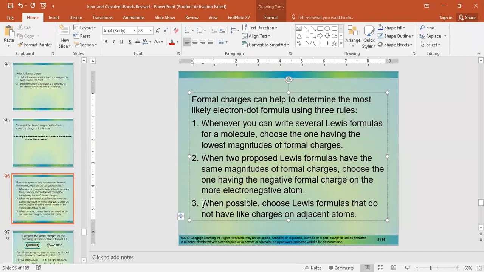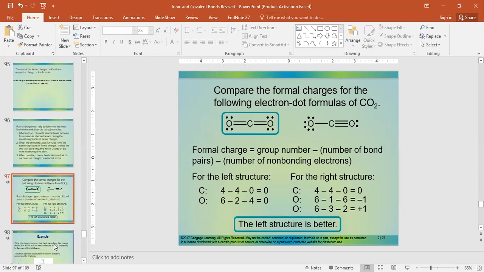Okay, I will. So when possible, choose Lewis formulas that do not have like charges on adjacent atoms. And we are going to illustrate that using carbon dioxide.